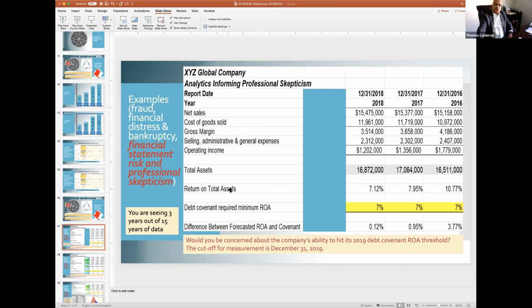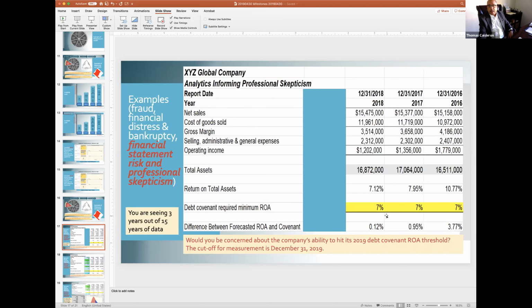The company's return on assets in 2016 was 10.77%. It was about the same previously. Then in 2017, it became 7.95%. In 2018, it was 7.12%. The company has significant debt. The company is very heavily leveraged. It's a big company, a global company.